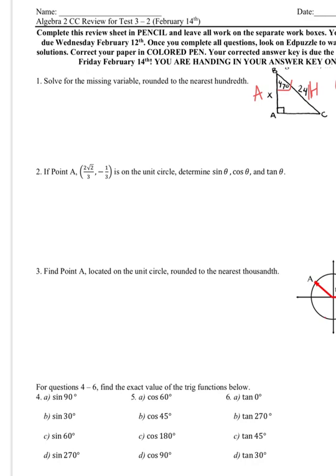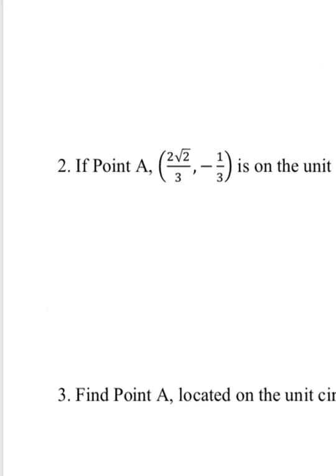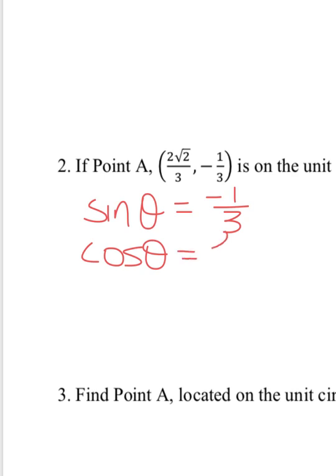So because we're on the unit circle, we have those rules that the y value is the sine of theta, the x value is the cosine of theta, and then tangent is y over x. So for this, sine of theta is the y value, which is negative 1/3. Cosine of theta is 2 square root 2 over 3. And then tangent of theta, we have a little bit of work to do to clean it up.